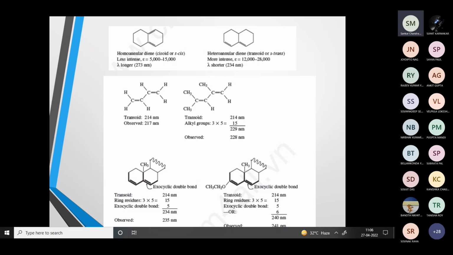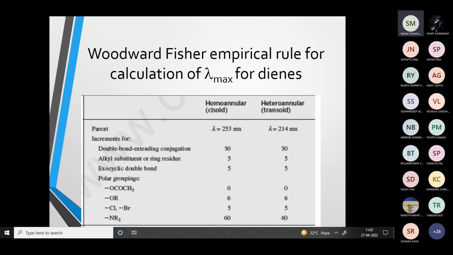Another important structural feature is cis and trans. This is the trans form, meaning this moiety of this ethylenic double bond as well as this one are in trans position, this double bond and this double bond. And here also the double bond is in trans position. So this is very important for the empirical calculation.